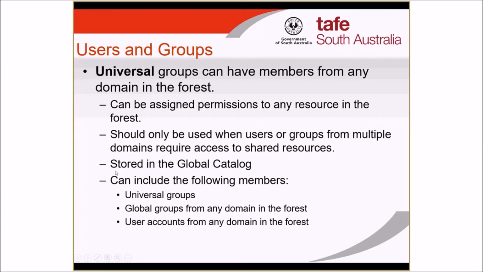Also, universal groups are stored in the global catalog server, which again goes forest-wide, and can include the following members. It can include other universal groups, global groups from any domain in the forest, or user accounts from any domain in the forest.